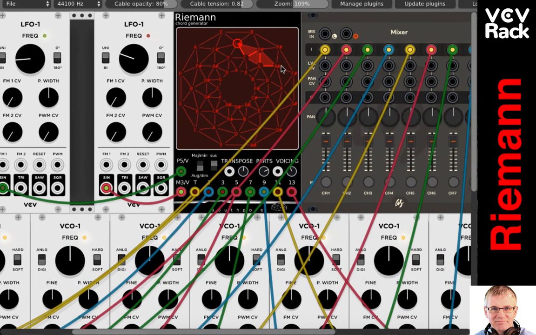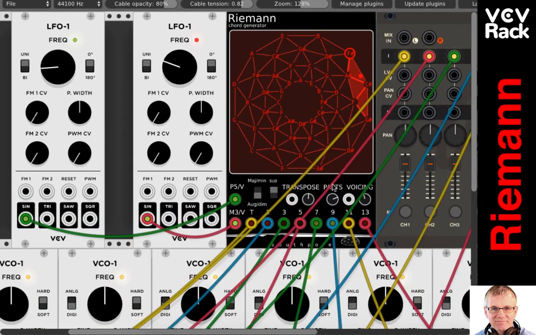Now we have the Riemann chord generator. Let's have a look at what we have here. So let's just look at the layout first of all. You'll notice that there's some action happening up here on this display, and we have a whole load of notes here. We can see A, E, B, F sharp, and we have all these other ones along on the inside.